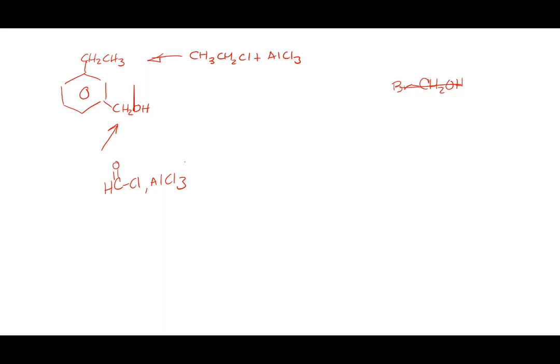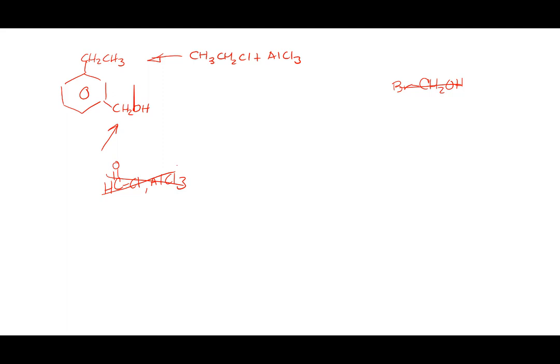Let's deal with the second step second. Okay. Let's deal with this one. Do we like this? What? That's very unstable, right? So I can't do that. Now, how did you know that it was unstable? Well, yeah, because I did say so. But when did I say so? I said so in the Gattermann-Koch, because if we could do this, we wouldn't have needed the Gattermann-Koch reagent.